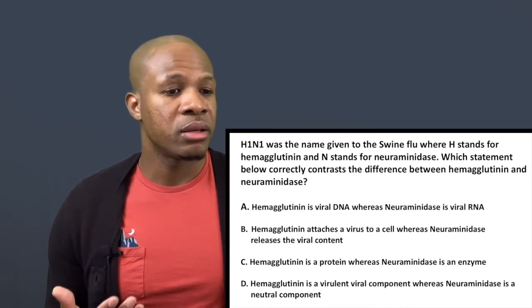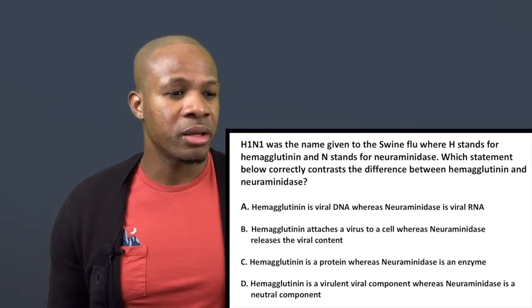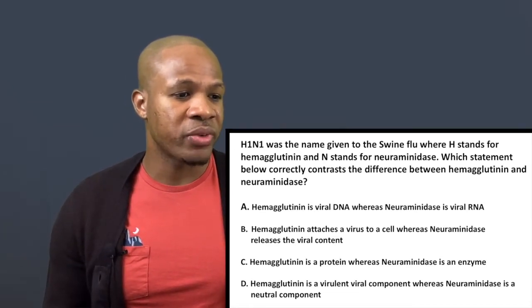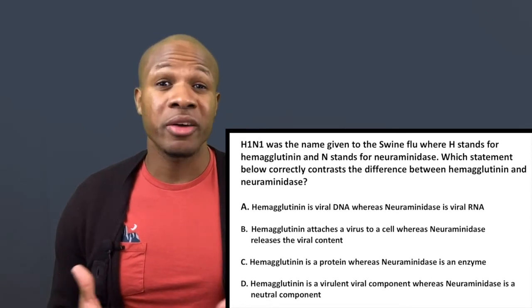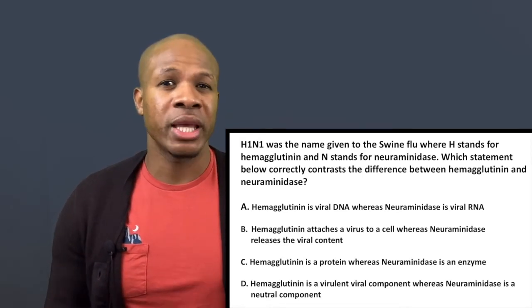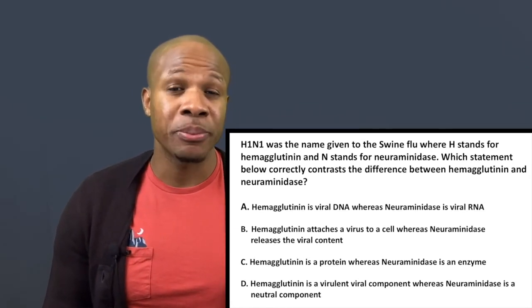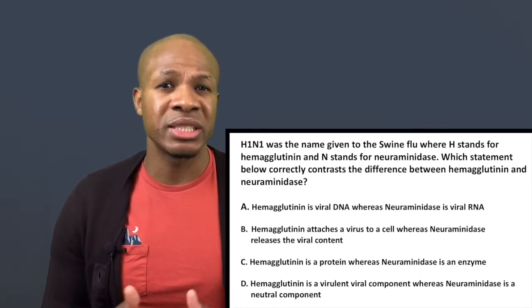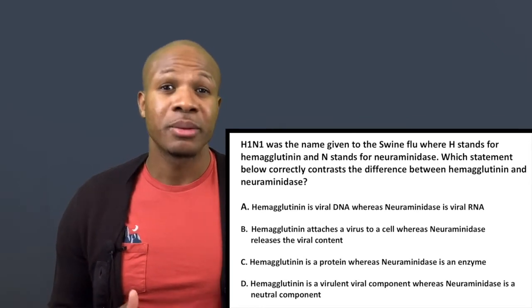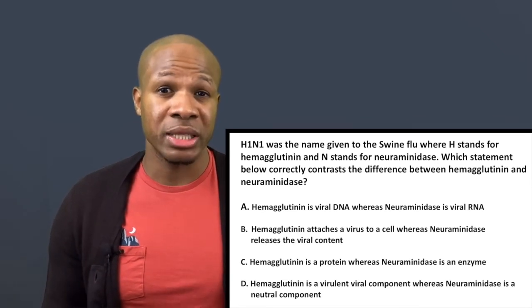A says hemagglutinin is viral DNA, whereas neuraminidase is viral RNA. All right, that's funny. Right off the bat, you should know that that's wrong. If you look at neuraminidase by itself, the name ends in -ase, which is an enzyme, which means that it's a protein. Neuraminidase can't be RNA if it's a protein, because RNA is a nucleotide, okay?